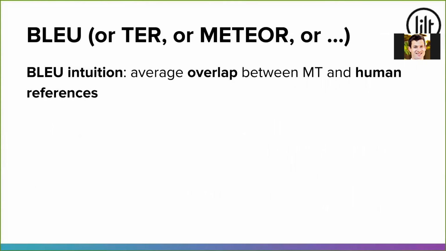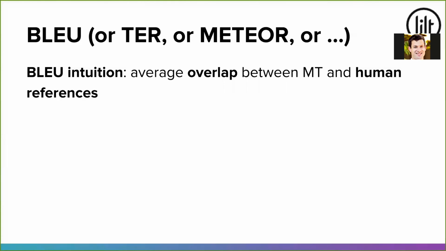So for the automatic metric, we're going to use BLEU, which most people know about, and the intuition behind it is that it is the average overlap between a machine translation output and a human reference. So you get the output of the MT system, you have some human reference that some human has created, and you're going to measure how similar the machine translation output is to this human reference.